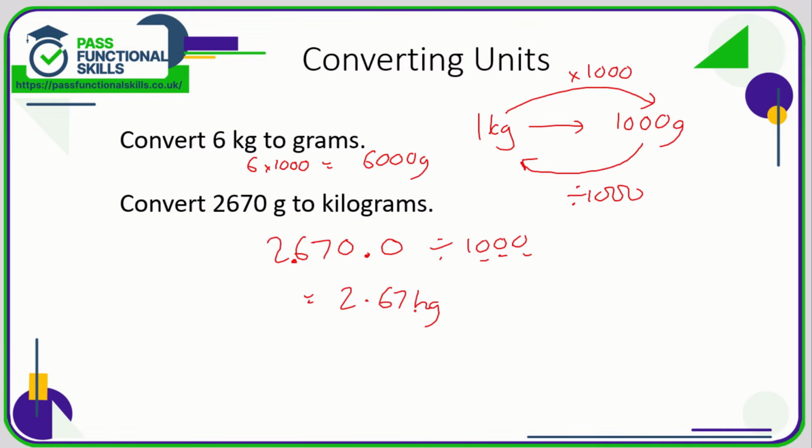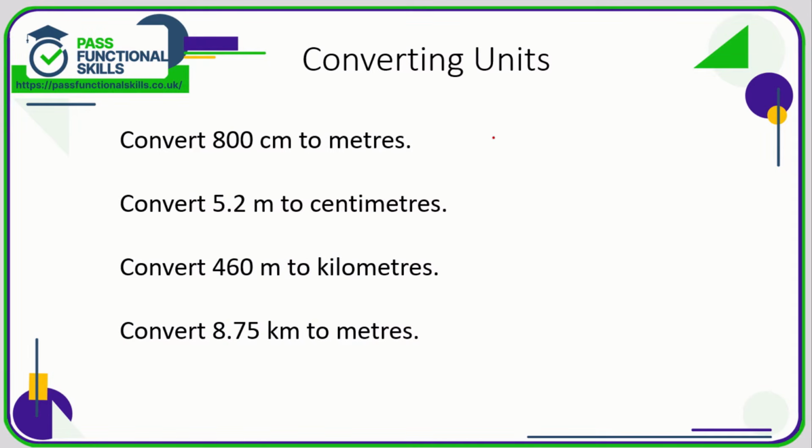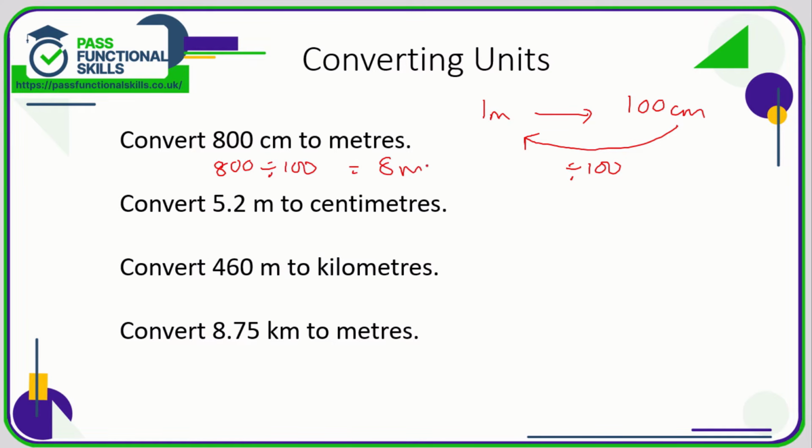A lot of these unit conversions require you to be really good at multiplying and dividing by 10, 100, 1000, etc. So here are some distances. So we know that 1 metre is 100 centimetres. So if we're going centimetres into metres, we are dividing by 100. So 800 divided by 100 is 8 metres.